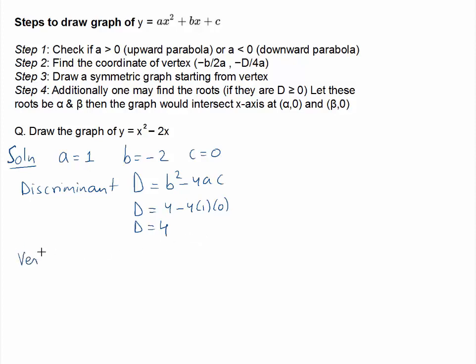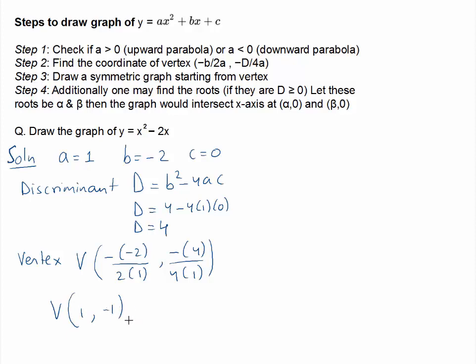Therefore the vertex V is minus b by 2a, so minus of b is minus of minus 2, divided by 2 times a, comma, minus D by 4a. So the vertex would be 1, comma, minus 1. So this is the vertex of the given graph. So let's try and draw the graph.